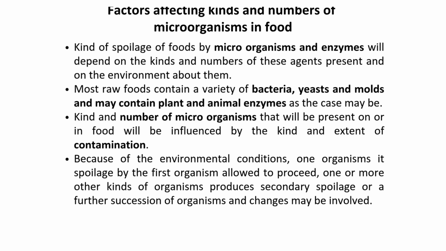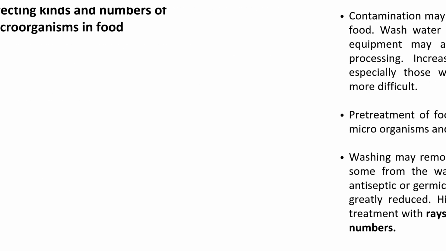The type of spoilage caused by microorganisms and enzymes depends on the kinds and numbers of these agents present and the environment around them. Most raw foods contain a variety of bacteria, yeasts, and molds, and may also contain plant and animal enzymes. The kind and number of microorganisms present on or in food are influenced by the kind and extent of contamination. Furthermore, environmental conditions can lead to a succession of organisms. One organism may initiate spoilage, and then one or more other kinds can produce secondary spoilage.